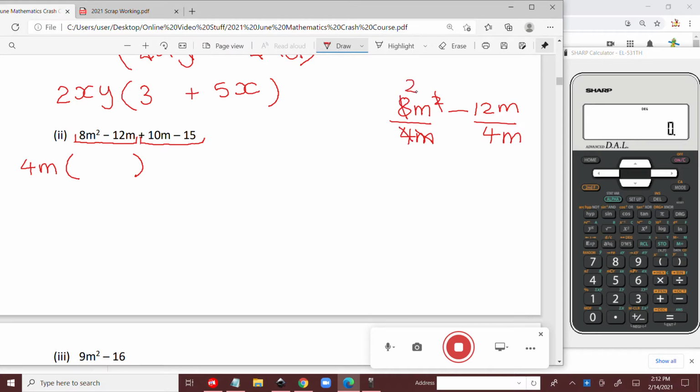4 into 8 is 2. So I'm left with 2m here. The m and the m will cancel. 4 into 12 is 3. So in the first brackets, I'm left with 2m minus 3.